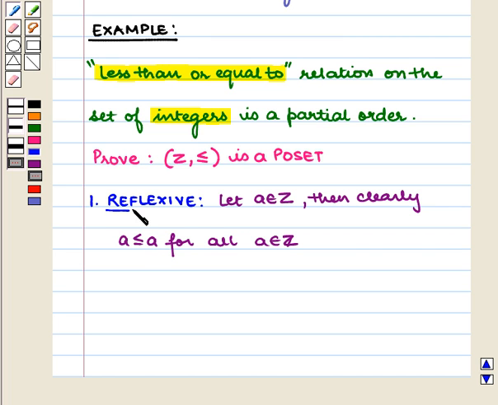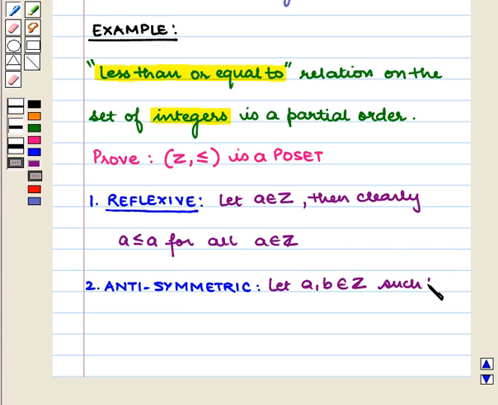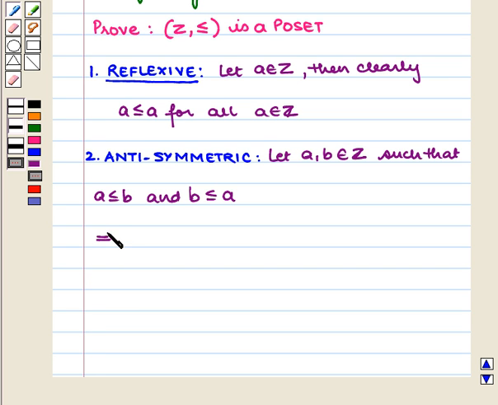So, it is reflexive. Now we prove it to be antisymmetric. Let A and B belong to Z, the set of integers, such that A is less than or equal to B and B is less than or equal to A. This clearly implies that A is equal to B. So it is antisymmetric.